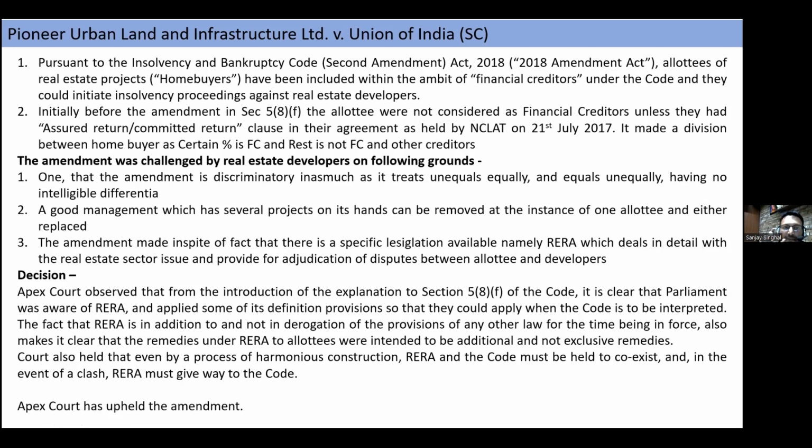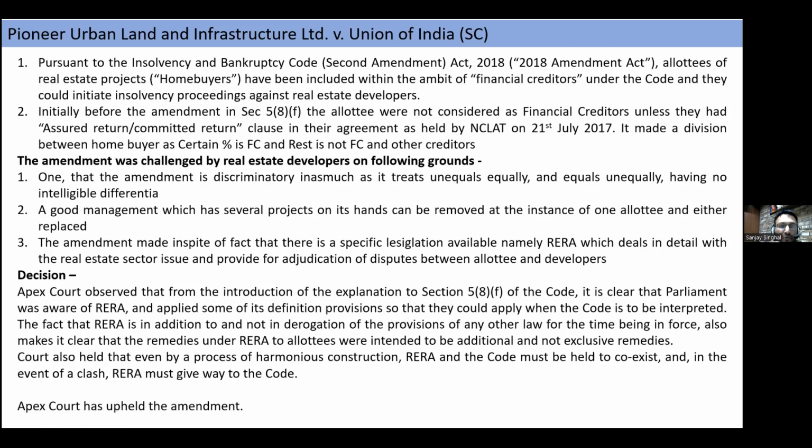So it made a division between home buyers, because a certain percentage of home buyers were financial creditors, and the rest, who did not have the assured return or committed return clause, were not considered financial creditors. This amendment made in the act was challenged by the real estate developers in the Pioneer Urban Land and Infrastructure case on the following grounds. One, that the amendment is discriminatory inasmuch as it treats unequals as equals and equals as unequals, having no intelligible differentia.